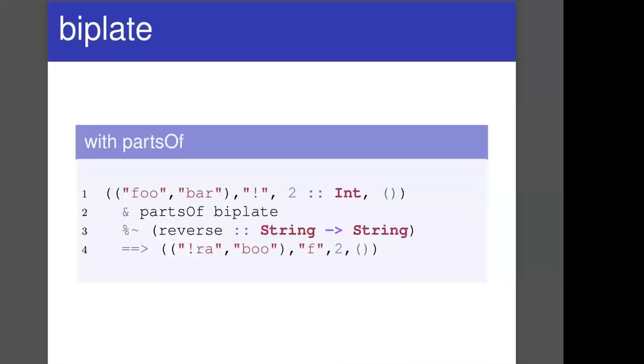So here it is with partsOf. I'm going to biplate to look at all the strings in the collection. I'm going to use partsOf to let me think of those strings as a list. And I'm going to reverse that list. So my biplate is going to take all the things. Yeah. The laughing lets me know you get what this is.